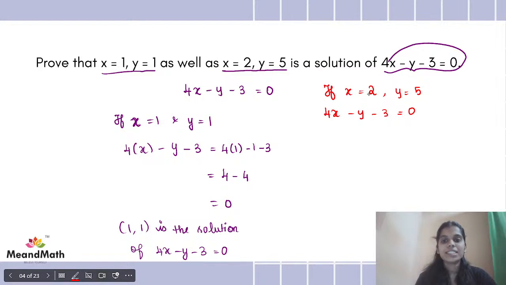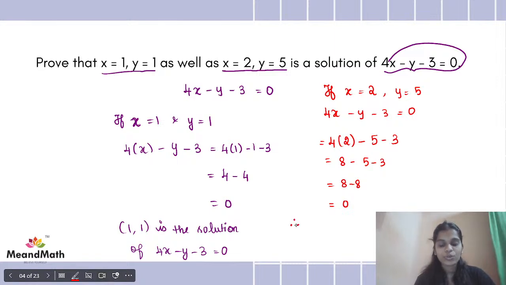Since x equals 2, replace x by this value. 4 into 2 minus, what is the value of y? 5, minus 3. What is 4 into 2? That is 8 minus 5 minus 3. That is 8 minus 8 equals 0. Therefore, 2 comma 5 is also a solution of 4x minus y minus 3 equals 0.